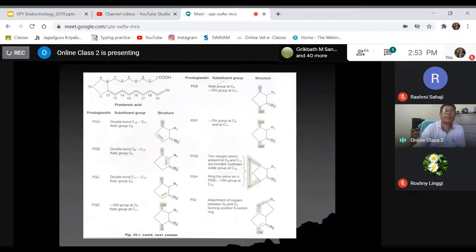Okay, let's see here. Now you have the prostanoic acid. Here is prostanoic acid. There is a link between carbon number 8 and 12. Here 1, 2, 3, 4, 5, so it is a 5-member ring.